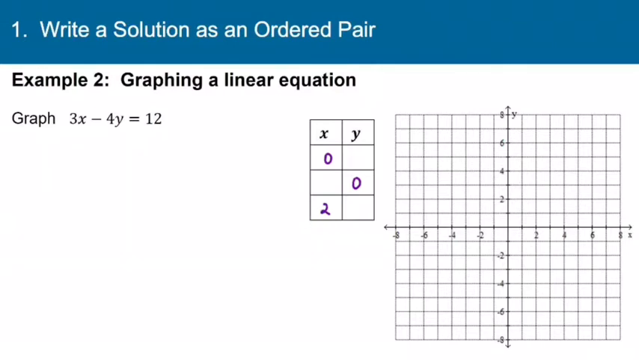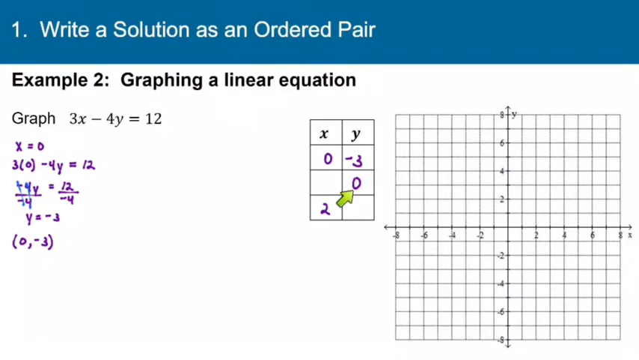Okay, so let's start with x equals 0 and plug that into our equation and see what we get for y. So we'll get 3 times 0 minus 4 times y equals 12. Of course, 3 times 0 is 0, so the left side simplifies to negative 4y, and that's equal to 12. And now we'll isolate the y, so we'll divide both sides by negative 4. That's going to give us y equals negative 3. So our ordered pair here is 0, negative 3. And I'm going to also copy the negative 3 here just so I can have my table filled in.